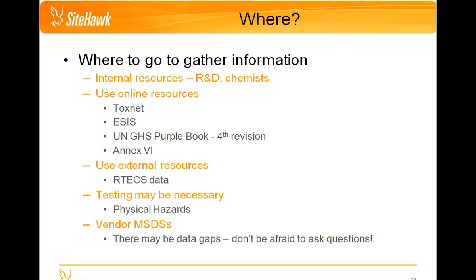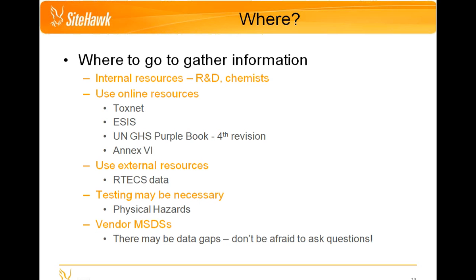That's exactly right, yeah. And a good example of this, Scott, is going to be the RTECS data. RTECS stands for the Registry of Toxic Effects of Chemical Substances. And this is a great resource to use for toxicity data, including acute toxicity and CMR data. And we actually use that data here at SiteHawk for classification purposes.